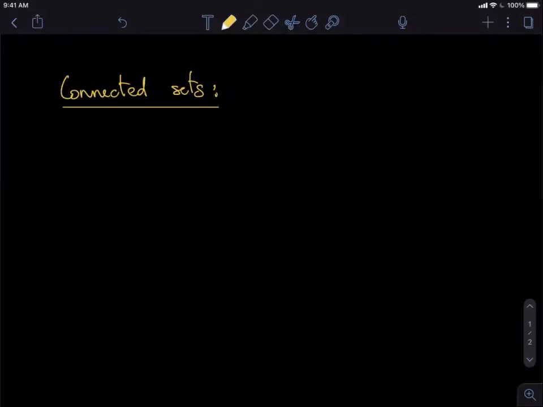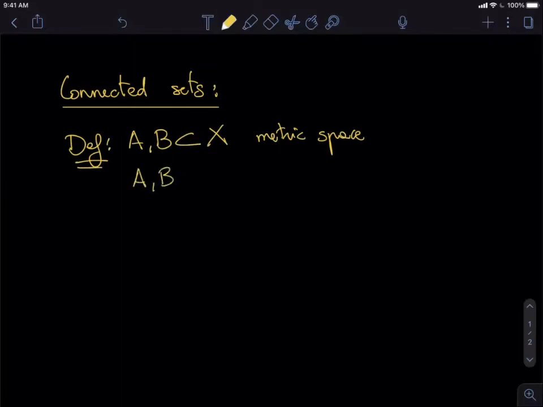Let us discuss the notion of separated and connected sets. Let's start with the definition. Let's say we have two subsets A and B of a metric space X, and we will say that A and B are separated if the following two things happen.